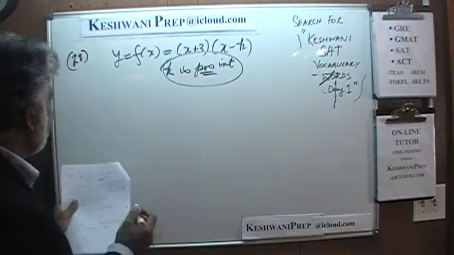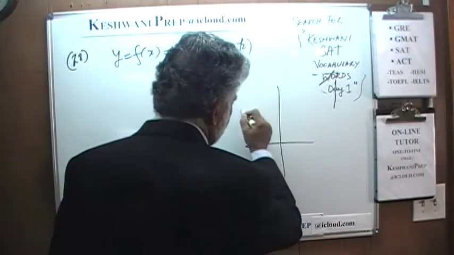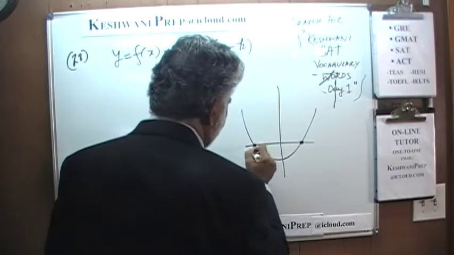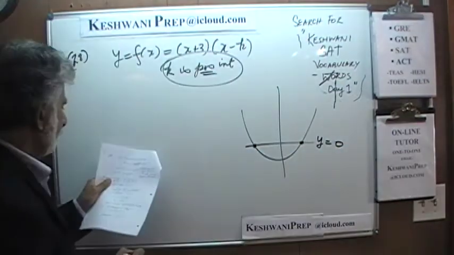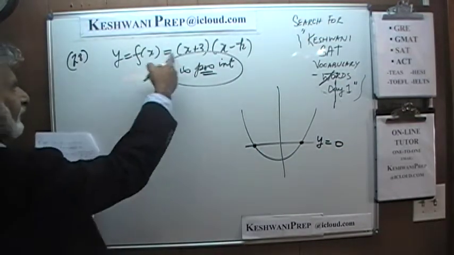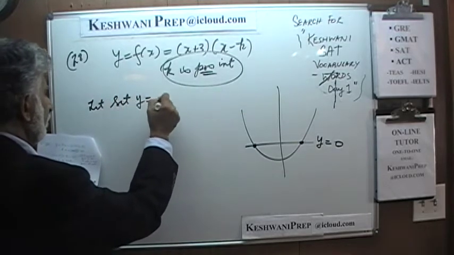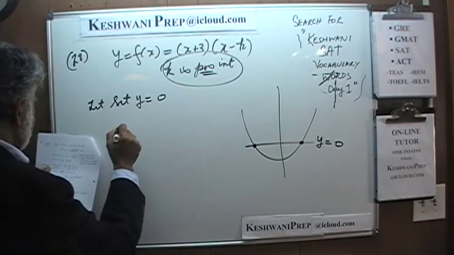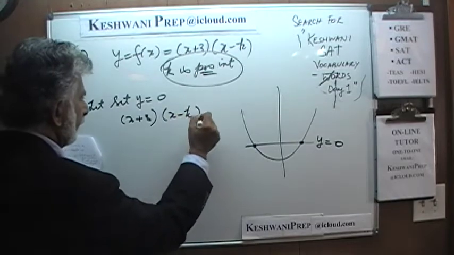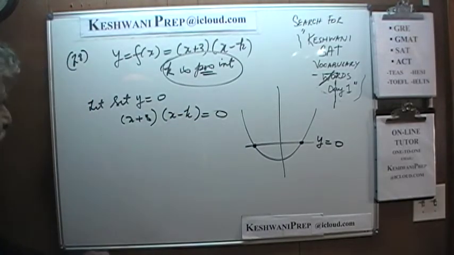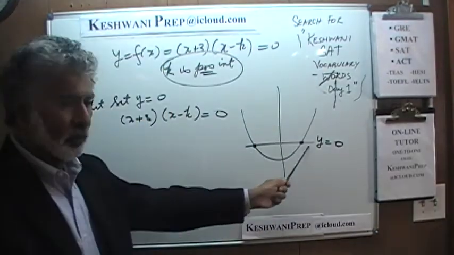Let's start with the x-intercept. If you have a parabola, the place where it cuts the x-axis is where y is equal to 0. So let's set y equal to 0. That will give us x plus 3 times x minus k equals 0, because that's what y is. Y is equal to this quantity, so we set it equal to 0 so that we can find where it cuts the x-axis.